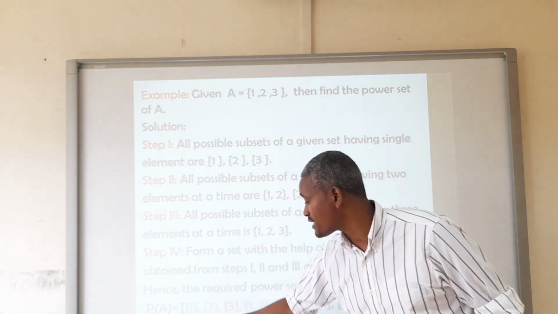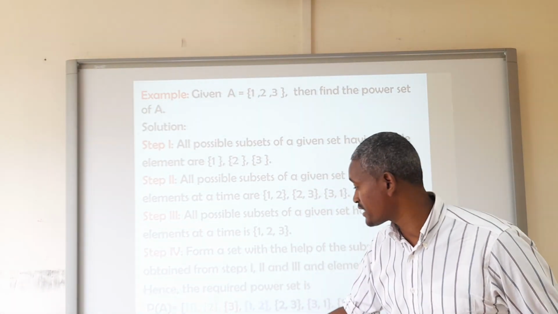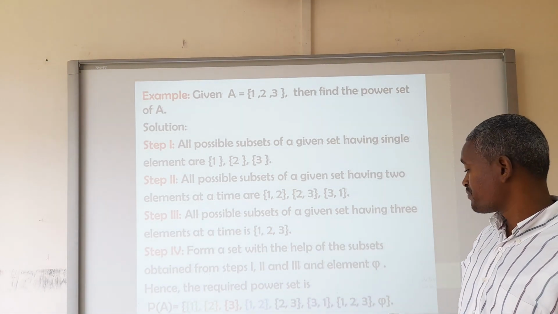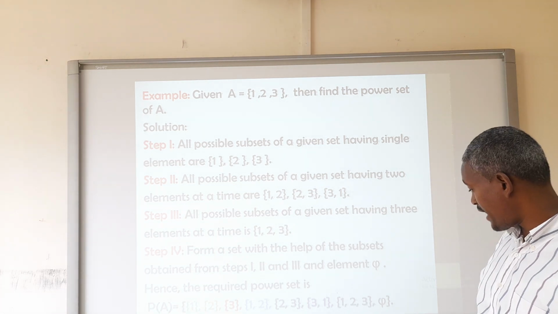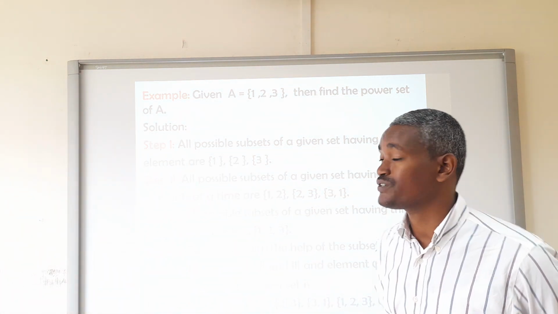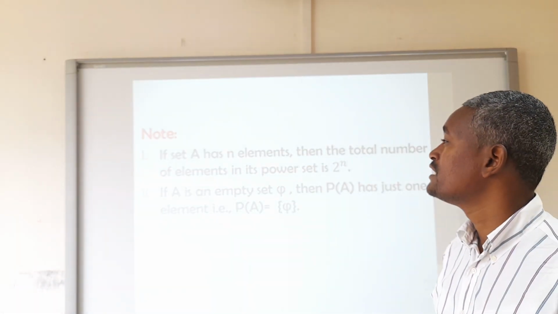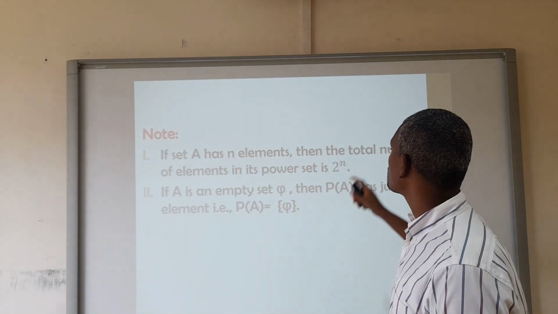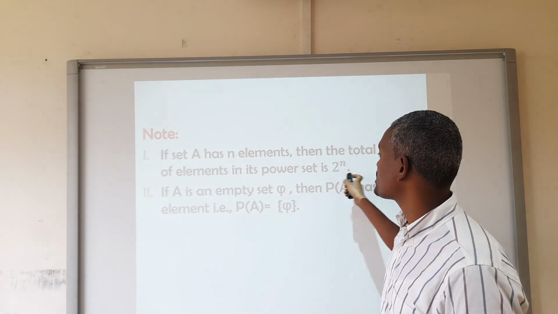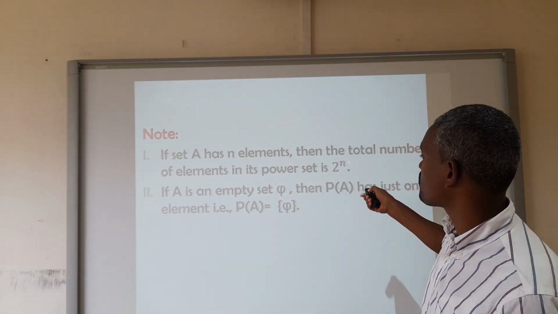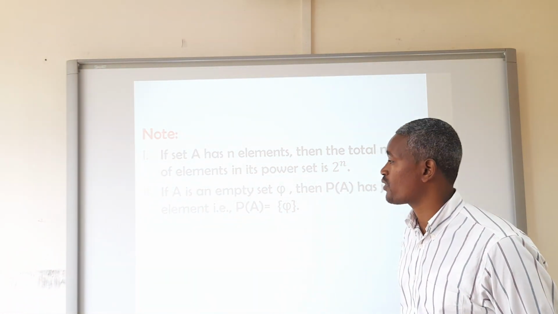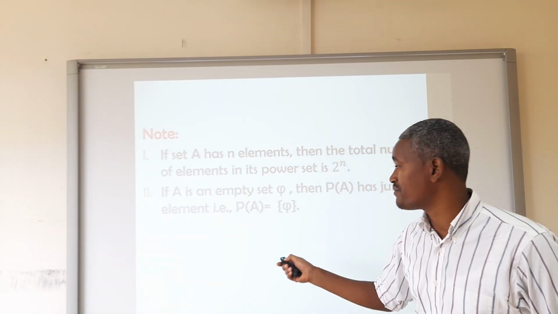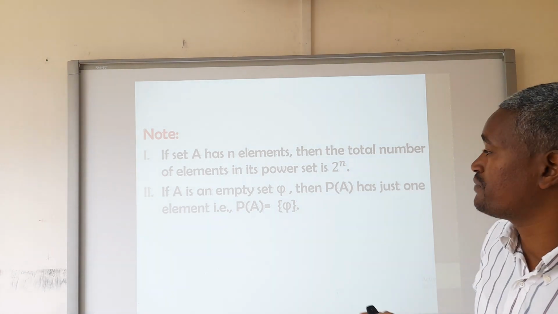So the power set of A is {1}, {2}, {3}, {1,2}, {2,3}, {1,3}, and the set A, and the empty set, which is the power set of a set A. Note that if a set A has n elements, then the total number of elements in its power set, which is all the subsets, is 2 to the power of n. If A is an empty set, then the power set of A is just one element, which is the empty set.